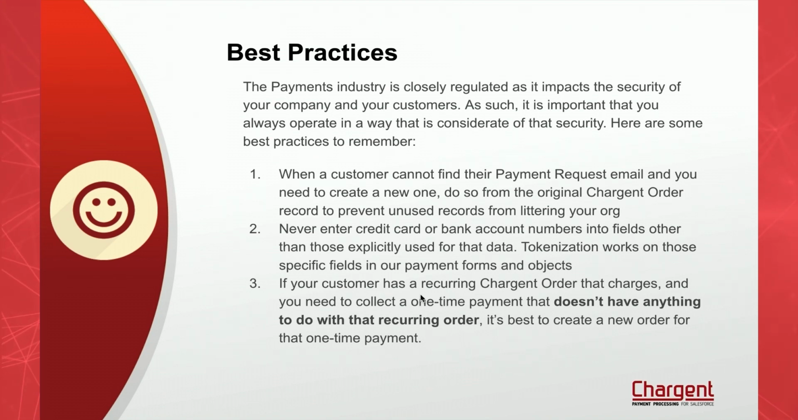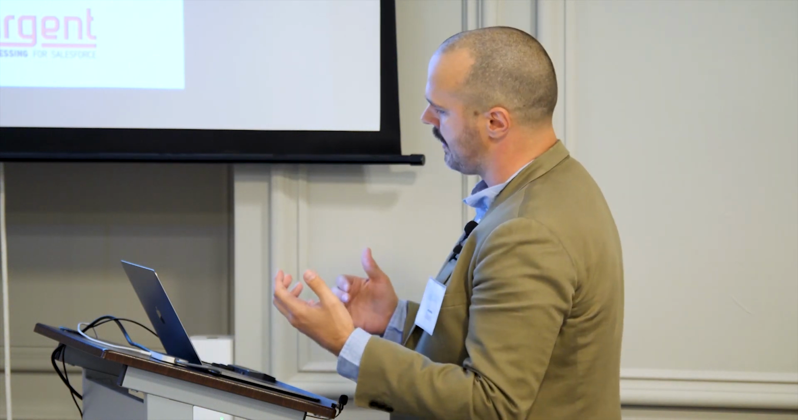If your customer has a recurring Chargent order, remember how we talked about an order will have multiple transactions, and if it's a recurring order, those transactions will hit that same order over and over again. And then they need to make a one-time payment for something that isn't related to that recurring schedule. I recommend setting up a new order. Create a new order, probably go into Chargent Anywhere on whatever object is configured, and do a one-time order there.